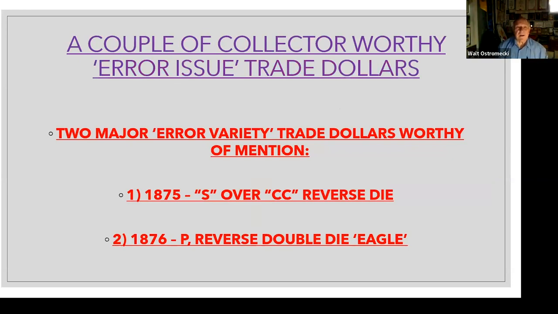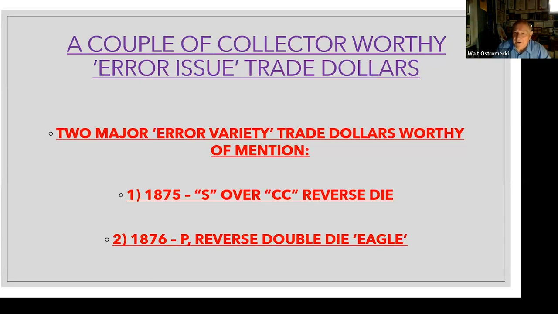Collectors, even in trade dollars, people like errors. And there are a couple of collector errors worthy of your consideration if you want to get into this, and they're not too expensive. You can probably find them in dealers' lots because many dealers don't look for these particular errors. So you can get them for maybe a couple hundred dollars in lower grades. We're talking fine, very fine, extra fine. But even in those lower grades, they're very sharp and easy to see.